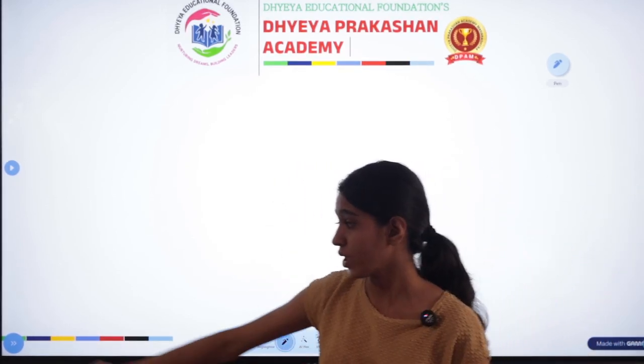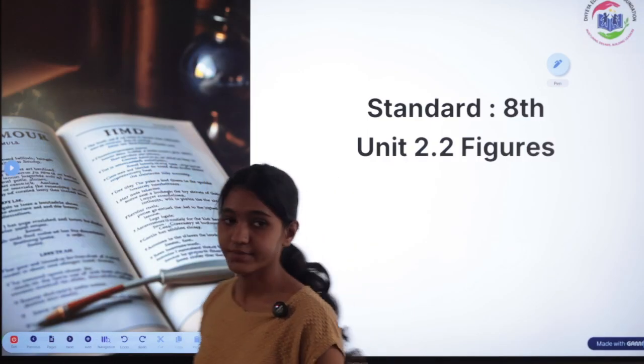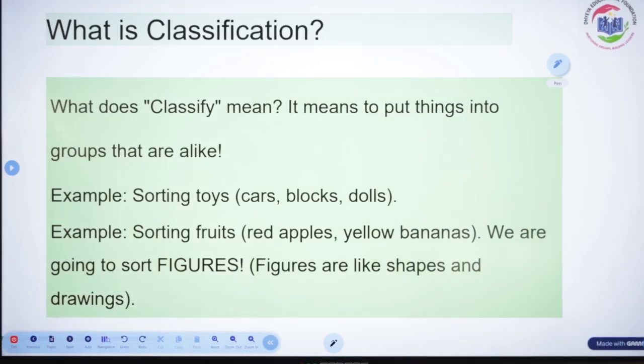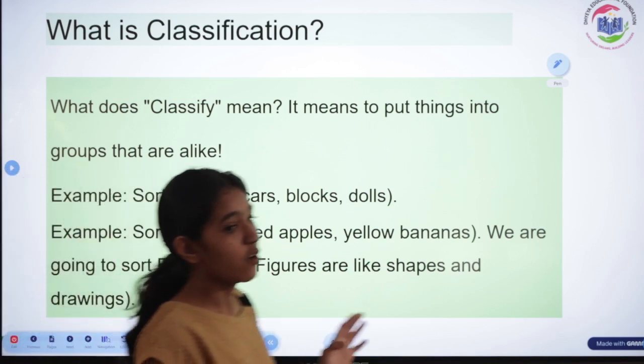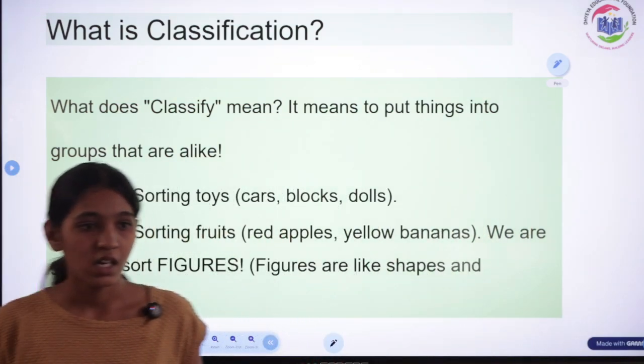I am Priyanka and today we are learning figures. What is figures? Figures in intelligence are nothing but diagrams, and in this topic we have to find the odd one out from the figures. What is classification? First of all, understand.